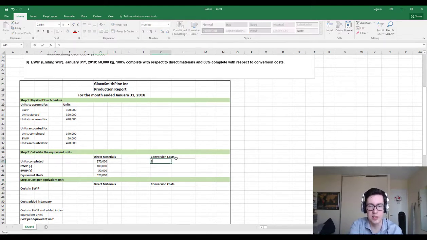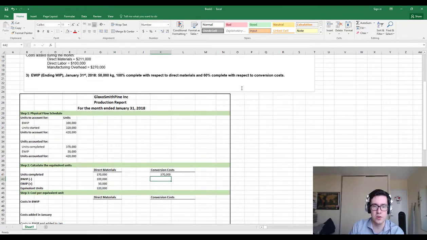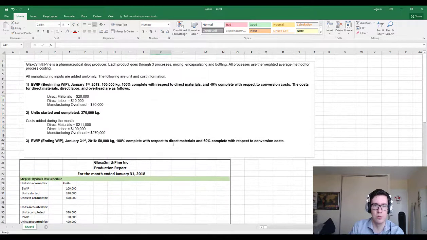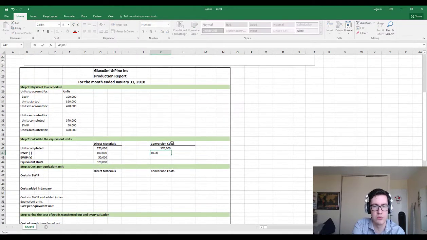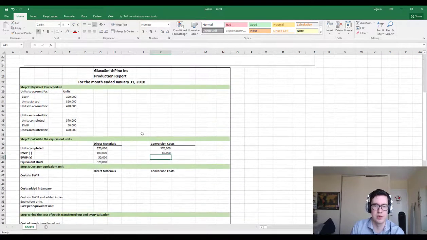Units completed, once again, it's going to just be 370,000 because if we've completed a unit, it's fully complete with respect to direct materials and conversion costs. Now, beginning work in process, let's go up here. It says 100% complete with respect to direct materials, but only 40% complete with respect to conversion costs. So 40% of 100,000 is going to be 40,000. And then ending work in process is going to be 60% of 50,000 kilograms.